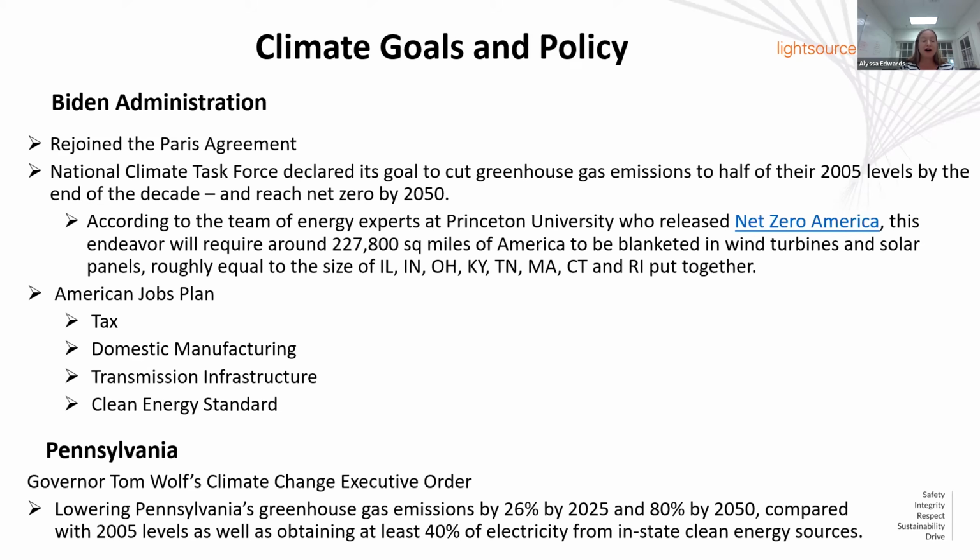With respect to Pennsylvania, Governor Tom Wolf had a climate change executive order, and he proclaimed that Pennsylvania greenhouse gas emissions would be reduced 26% by 2025 and 80% by 2050, compared, like the national standard, with 2005 levels, and then obtaining at least 40% of electricity from in-state clean energy sources. So we have a lot of work to do in Pennsylvania and in the US.